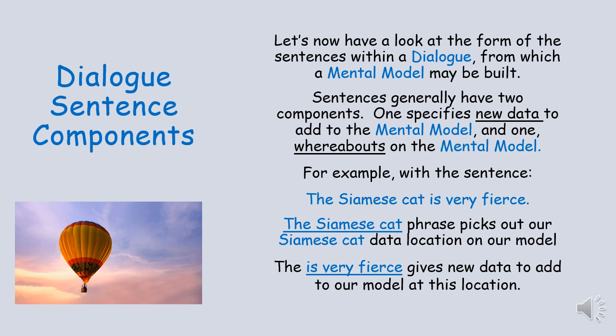Let's now have a look at the form of the sentences within a dialogue, from which a mental model may be built. Sentences generally have 2 components. One specifies new data to add to the mental model, and one specifies whereabouts on the mental model. For example, with the sentence, "The Siamese cat is very fierce," the Siamese cat phrase picks out our Siamese cat data location on the model. The "is very fierce" gives new data to add to our model at this location.